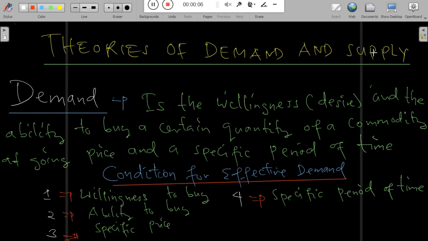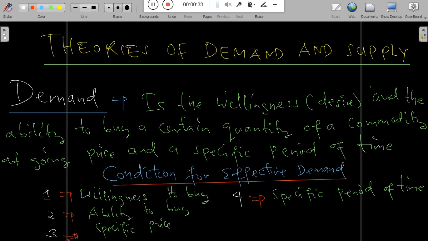In this lecture session, we are going to talk about the theories of demand and supply. We are going to begin by understanding what demand is. Demand is the willingness or desire and the ability to buy a certain quantity of commodities at the going market price and in a specific period of time.